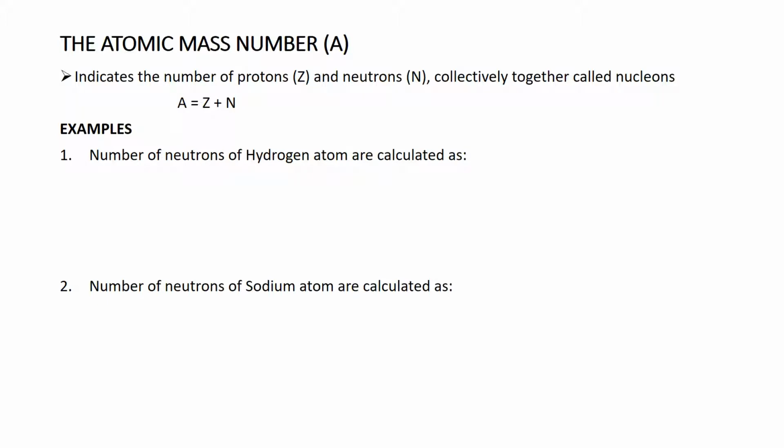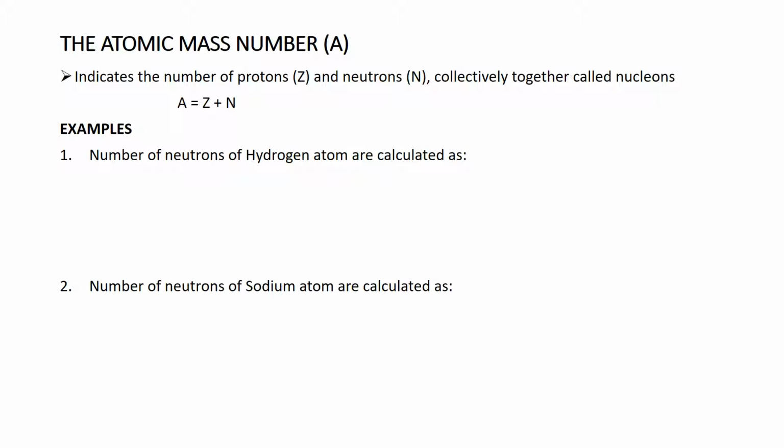Let's look at the atomic mass number, which is represented by the symbol A. It indicates the number of protons and neutrons, collectively called nucleons. So the atomic mass number is equal to the number of protons, which is represented by the symbol Z, plus the number of neutrons, which is represented by the symbol N.